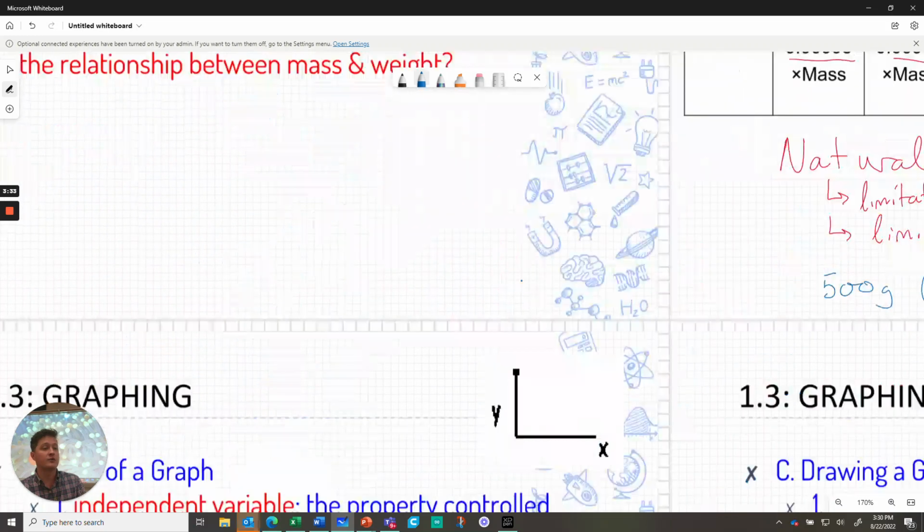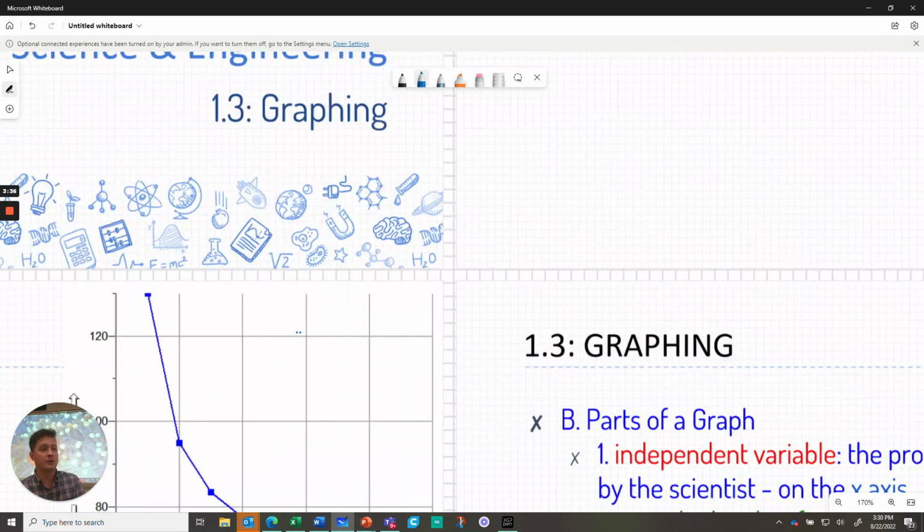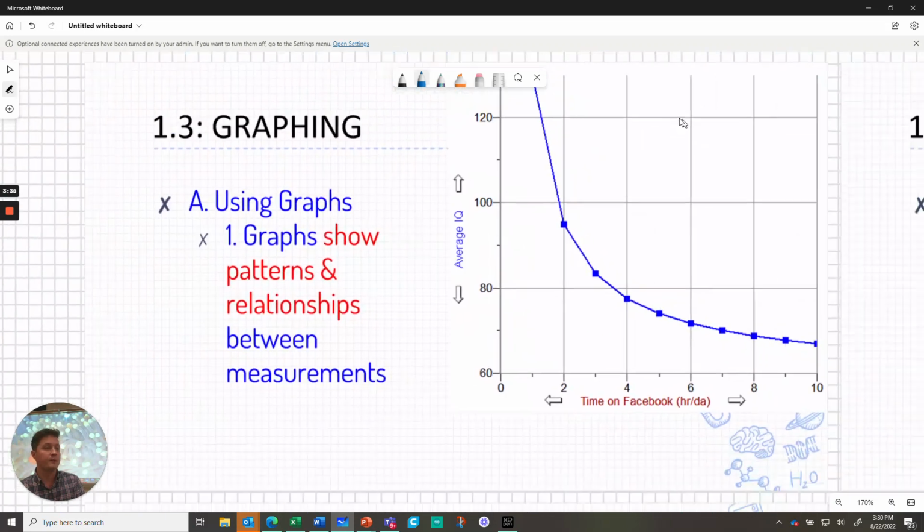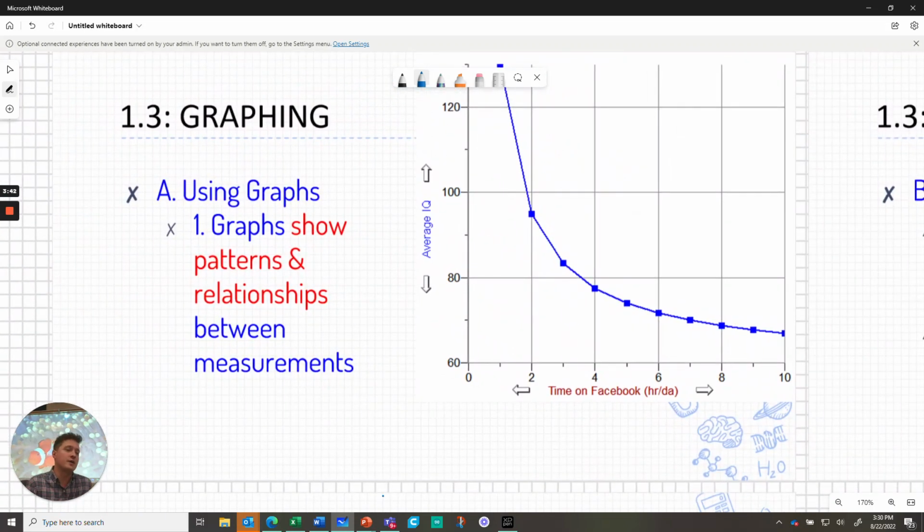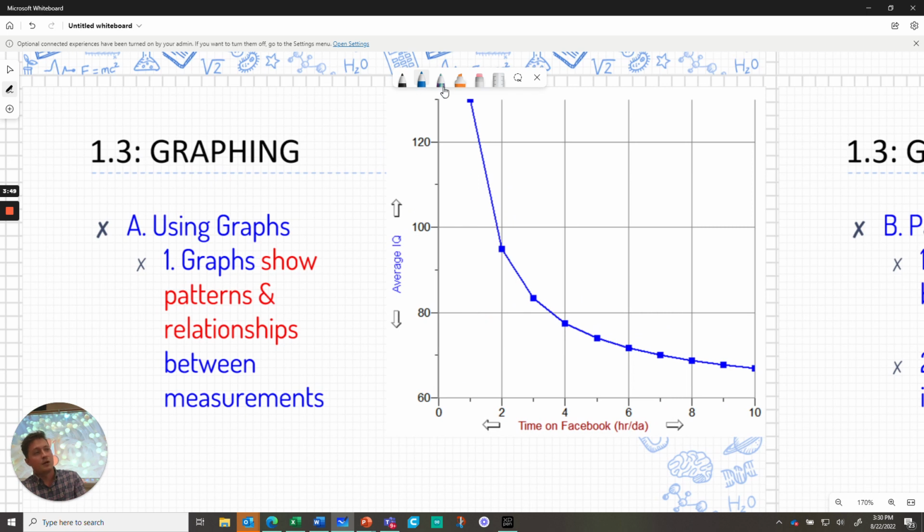So what is a graph? A graph is a thing that shows patterns and relationships between data, between measurements. What does this graph here tell you? This graph is showing us that the independent variable is time on Facebook, hours a day, and that's compared to the average IQ. If we are exposing each person to Facebook for more hours every day, the more hours we expose somebody to Facebook, the lower their average IQ goes. That's what this graph would be showing.